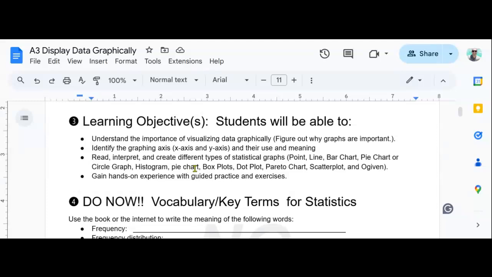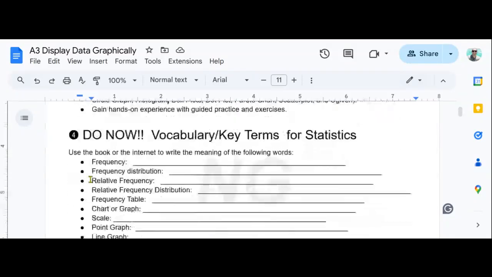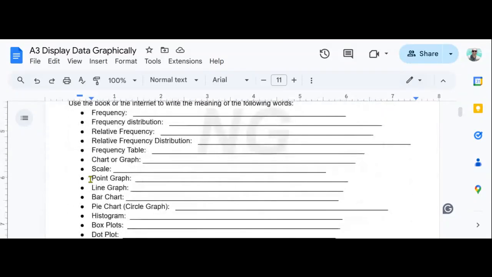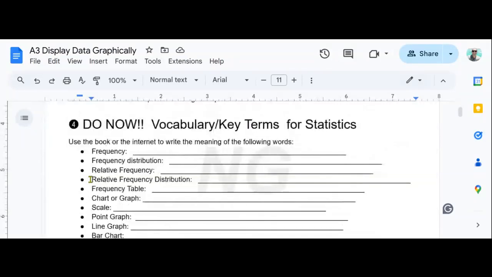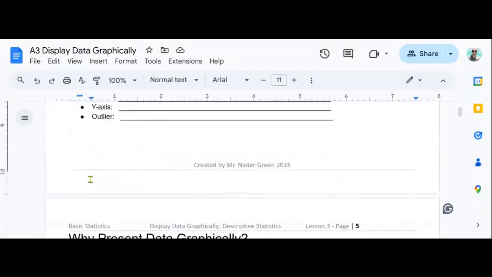Why we repeat the pie chart twice? Okay, and what else? Box plots, dot plots, Pareto chart, Scatterplot, and Ogive. The objectives here: gain hands-on experience with guided practice and exercise. So as usual, we have this vocabulary. You have to look on the internet for those meanings.